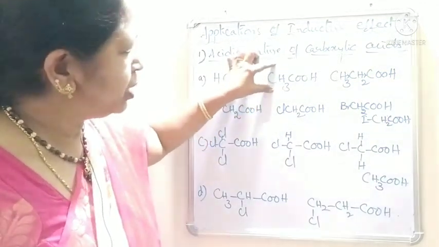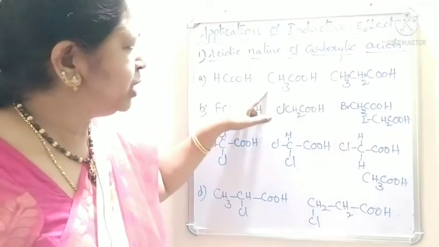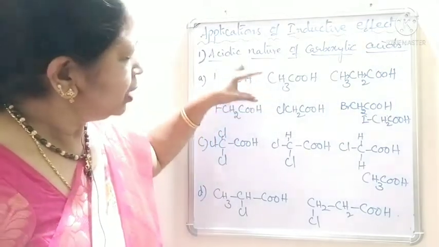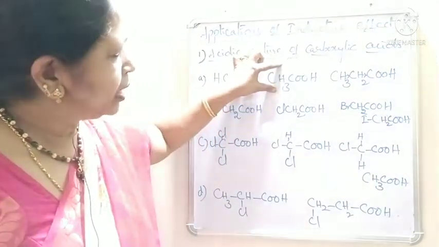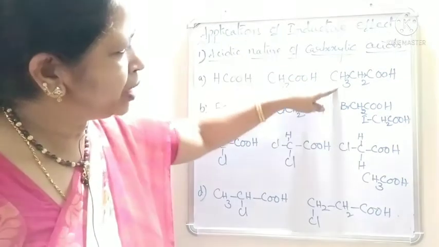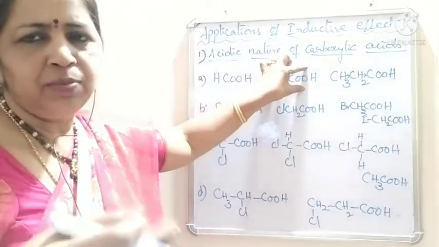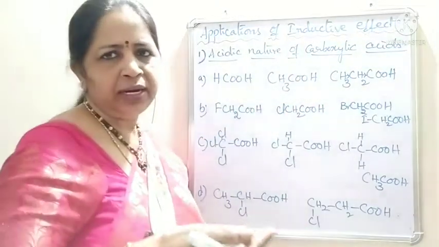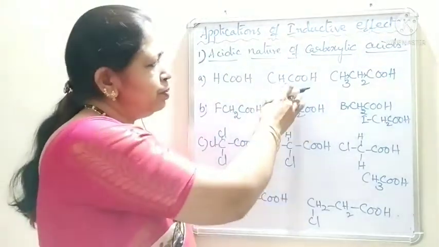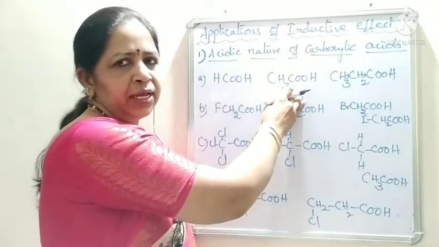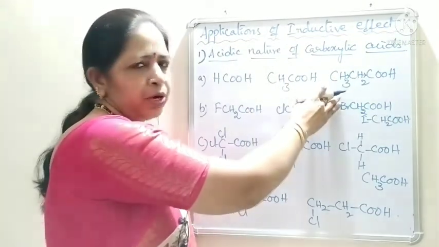It has one methyl group, then this is ethyl, this is methyl. So, the displacement of sigma bonded electrons is less when compared to propanoic acid here. So, this proton can be a little more effectively removed. So, acetic acid is more acidic than propanoic acid.